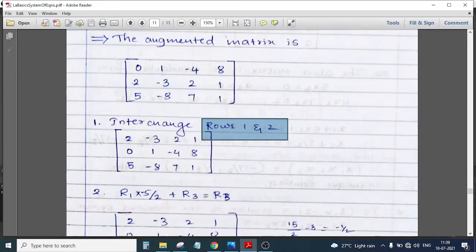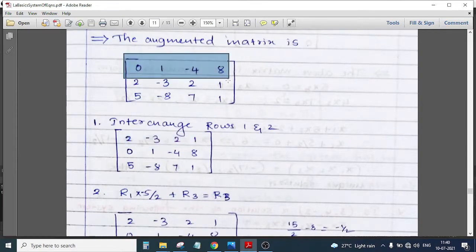In the place of row 1 I am writing row 2, in the place of row 2 I am writing row 1. So why are we doing this? Because this helps us to understand the operations very easily. You can observe here 2, minus 3, 2 and 1 is row 2, which we have written in the place of row 1, and 0, 1, minus 4, 8, which was in row 1, is written in the place of row 2.